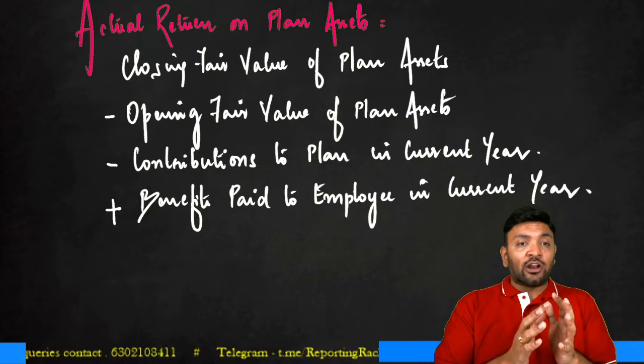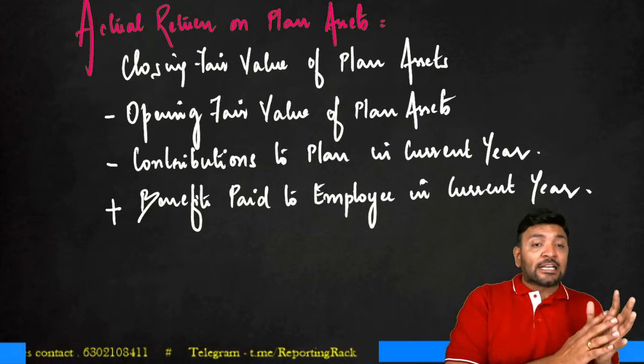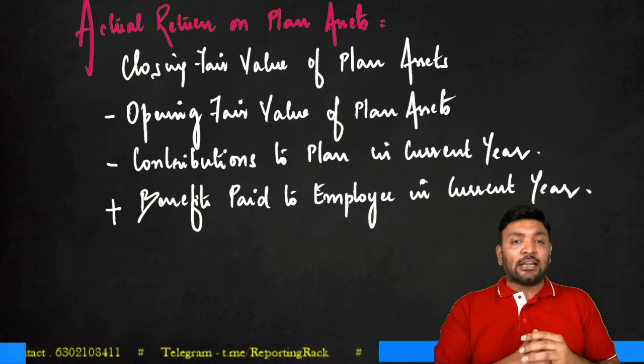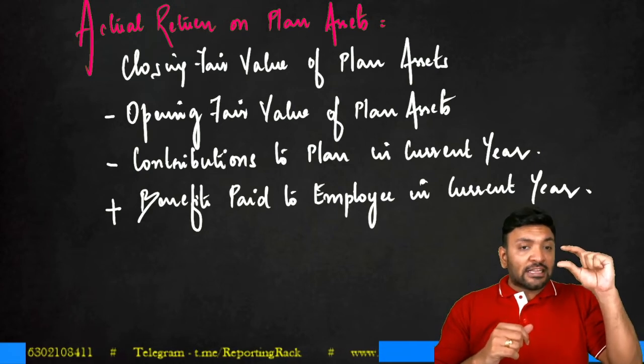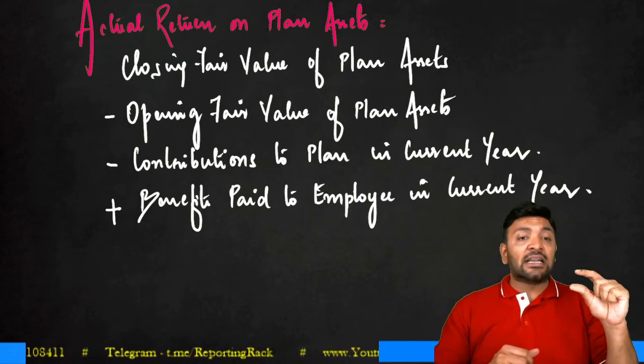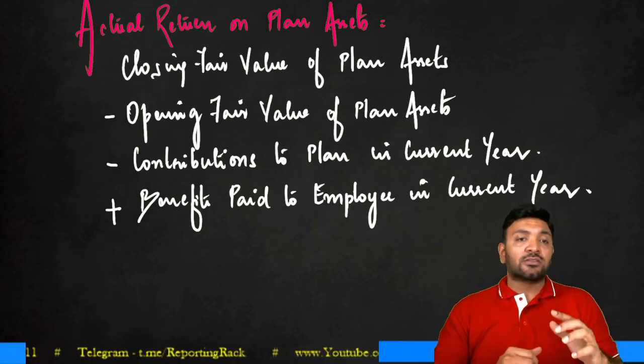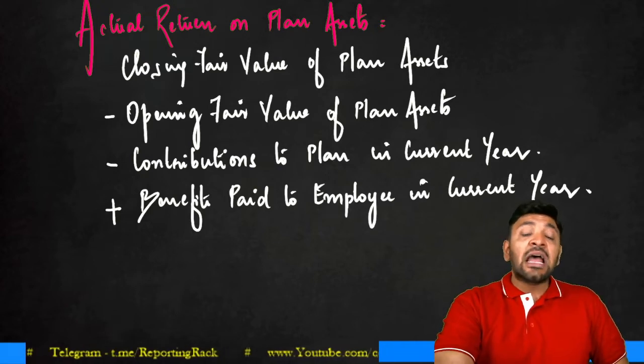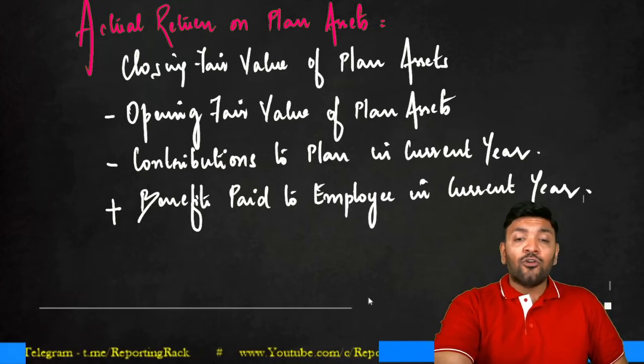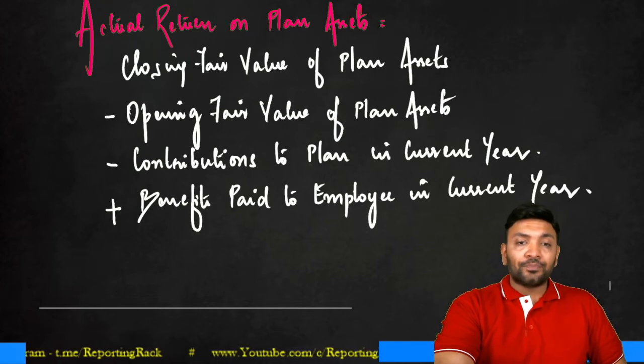This actual return on plan assets, when compared with the expected return, which was already credited to P&L, the difference between these two returns shall be considered as actuarial gain or loss. This actuarial gain or loss has to be recognized in the statement of OCI. Clear?